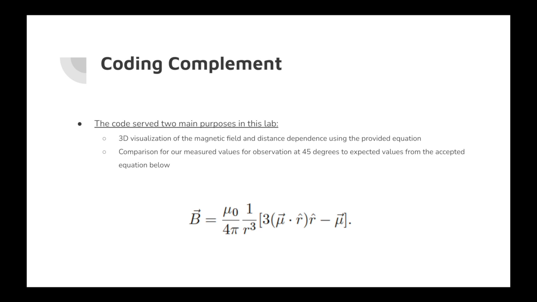Now on to the coding complement. The code on the next few slides serves two main purposes in the lab, one being a 3D visualization of the magnetic field and distance dependence using the given equation. The other purpose is to be a comparison for our measured values for observation at 45 degrees to be expected values from the equation that is shown at the bottom of this slide.